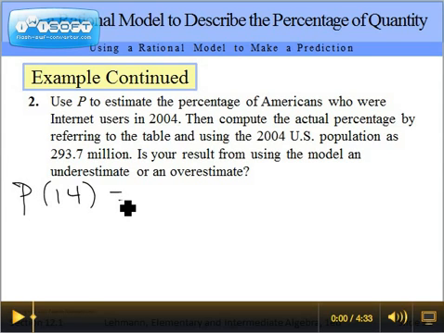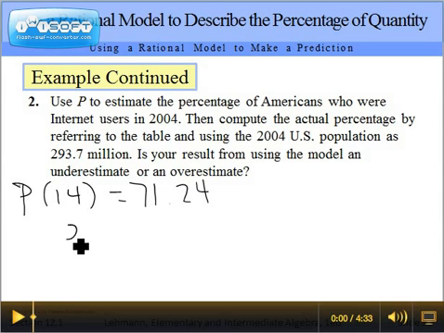So when I calculate P of 14, I end up with approximately 71.24. So the model estimates that about 71.2% of Americans were internet users in 2004. To find the actual percentage, we divide the number of internet users in 2004, which was given by the table, by the U.S. population, and multiply the result by 100.